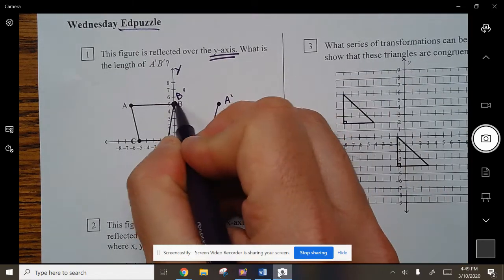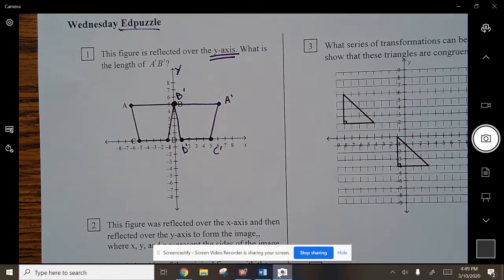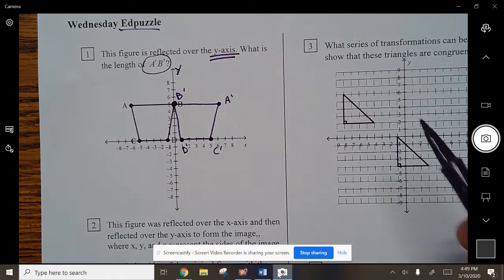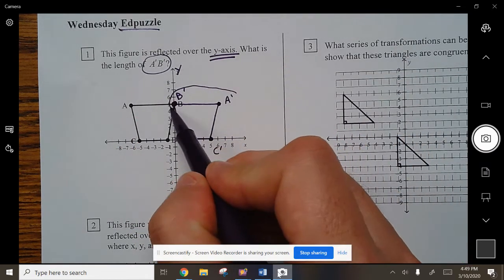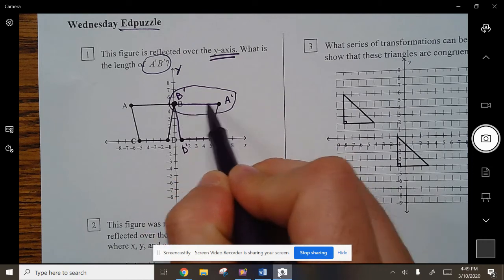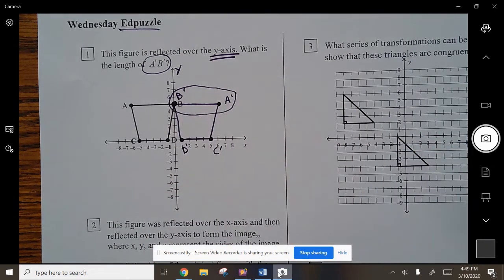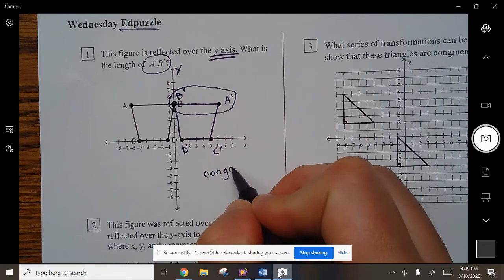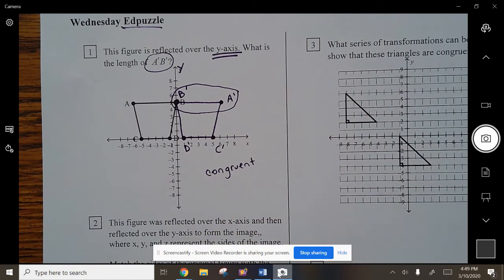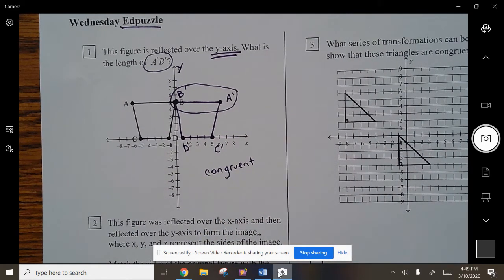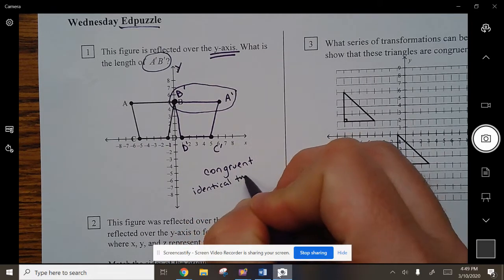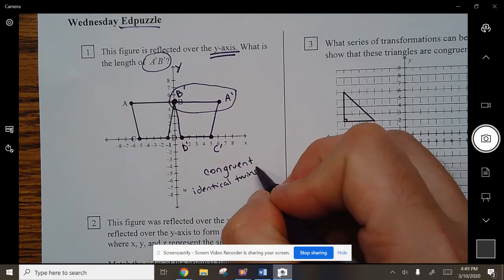And let's look at the question again. What is the length of A prime, B prime? A prime, B prime is right here. This length right here, right? And this question is actually being more in depth and asking, when you reflect something, does the image stay congruent? Is it the same size? Does it look the same? When I talk about it, I talk about identical twins. They look exactly the same. They are exactly the same, okay?